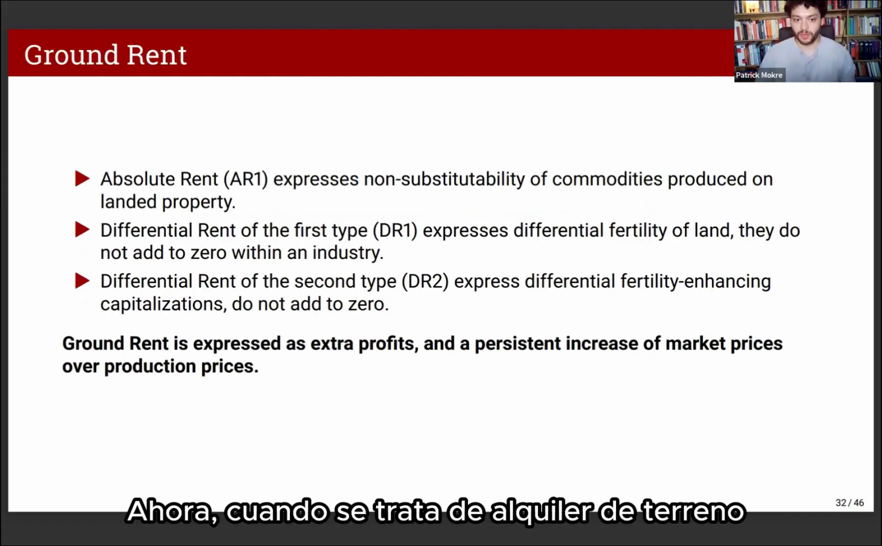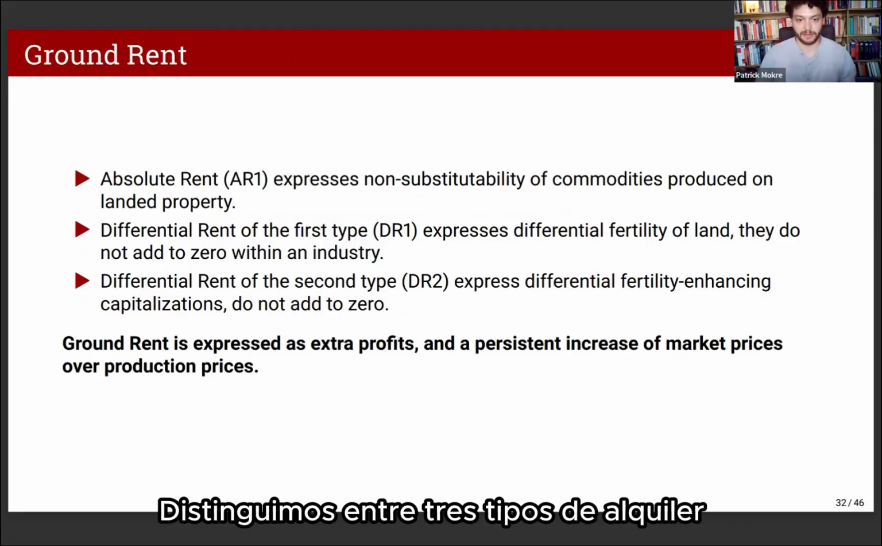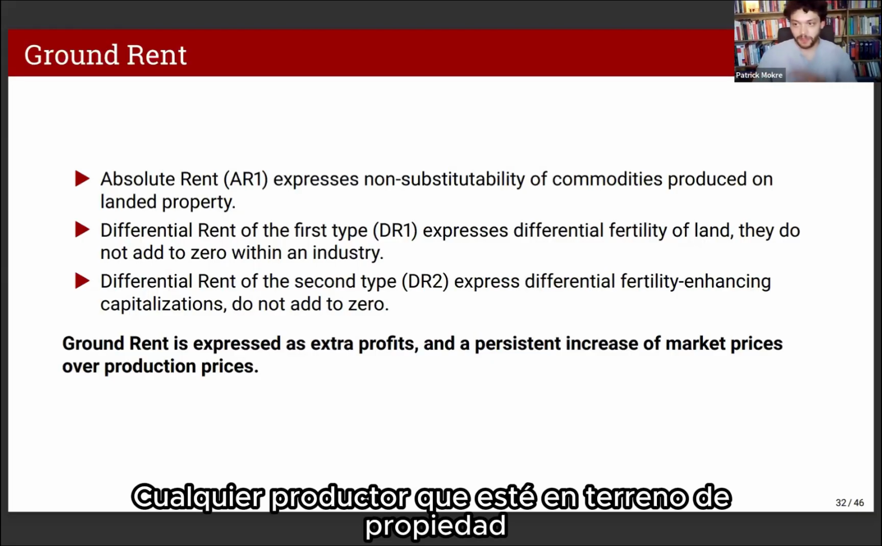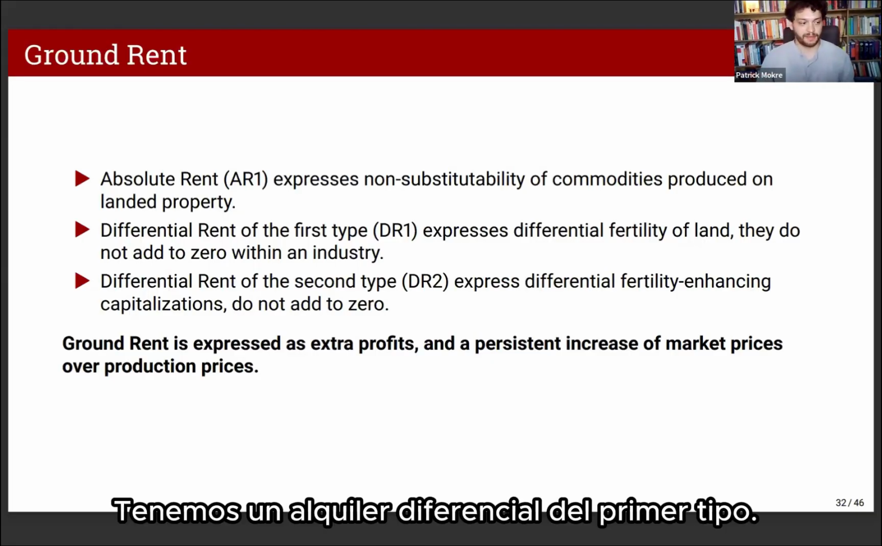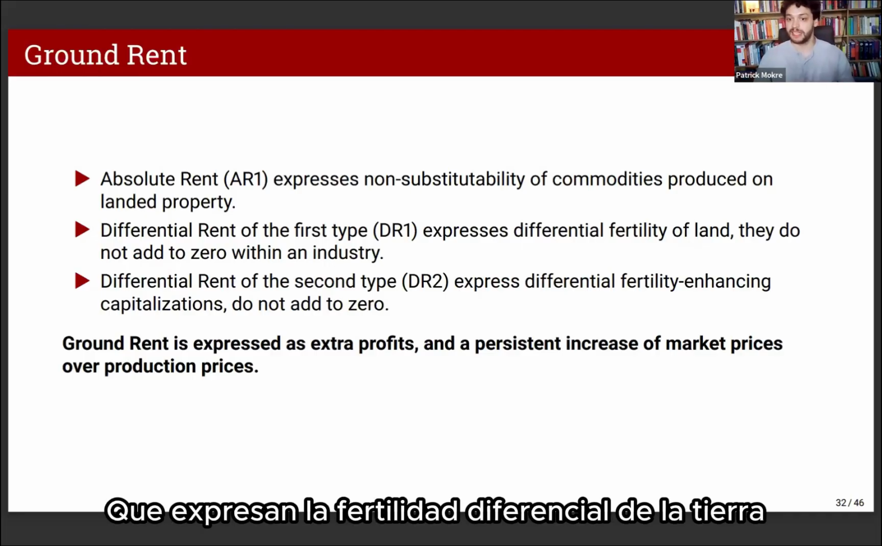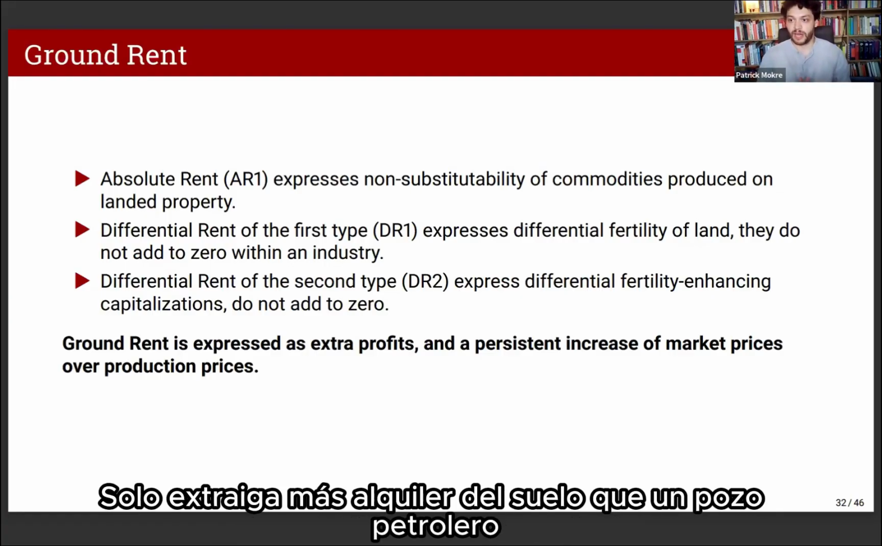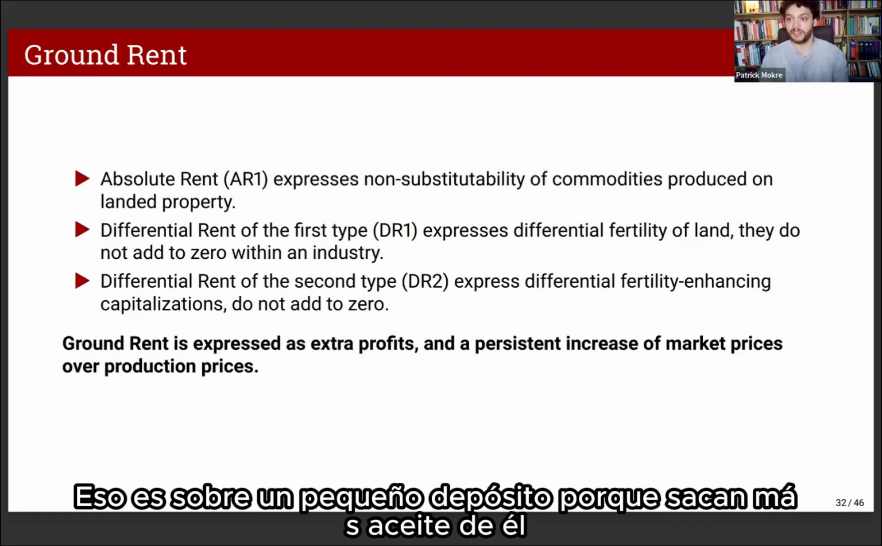Now, when it comes to ground rent, we distinguish between three types of rent. We have absolute rent that's realized by any producer that is on landed property. We have differential rent of the first type that expresses differential fertilities of land. So let's say an oil well that is above a large reservoir will just extract more ground rent than an oil well that's over a tiny reservoir because they get more oil out of it.